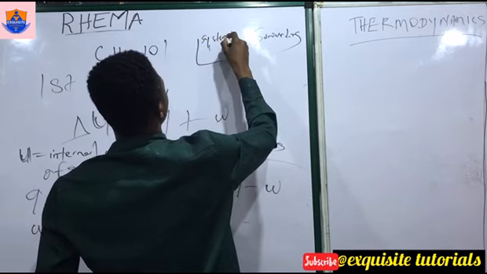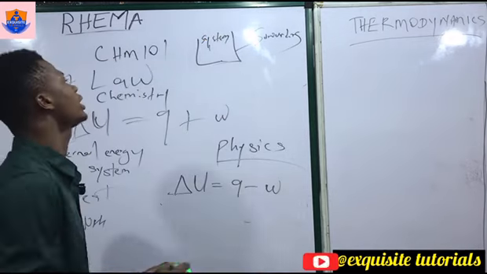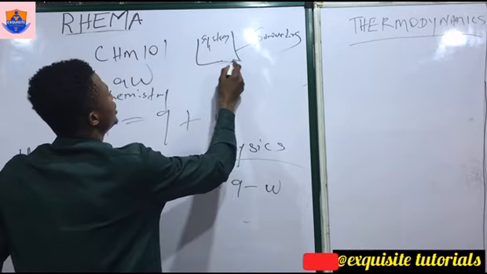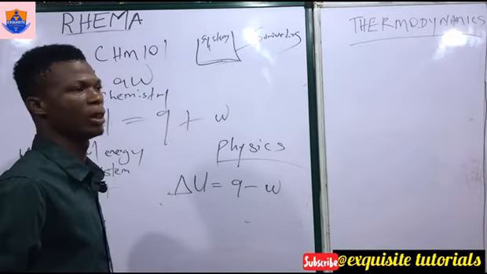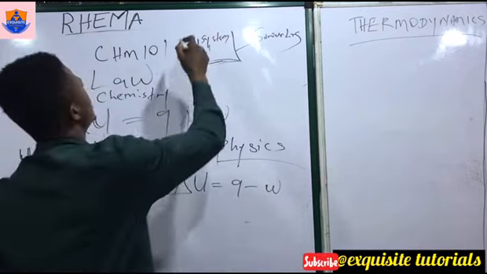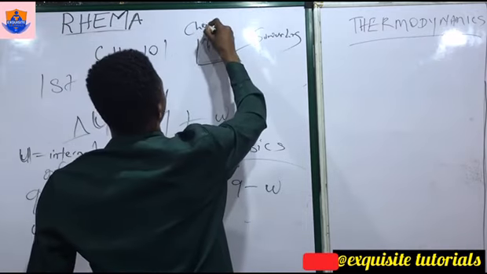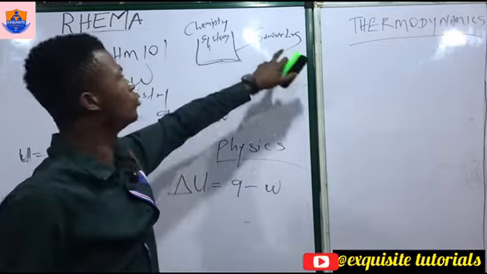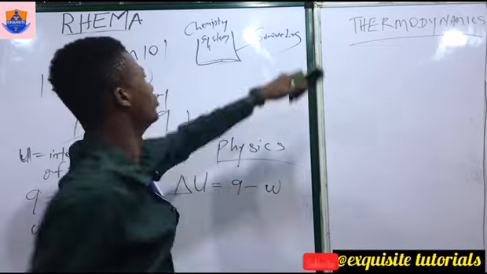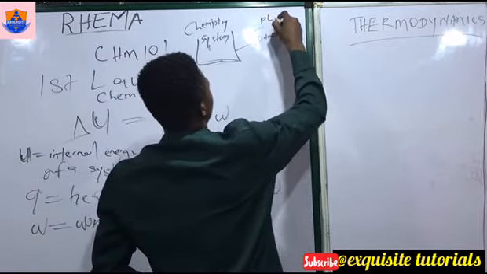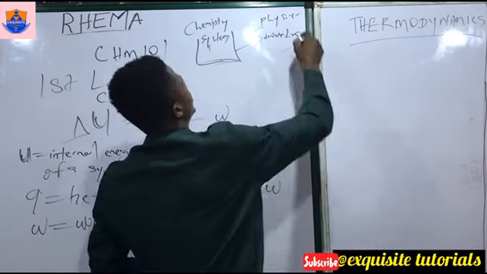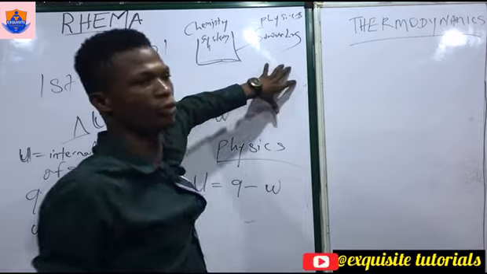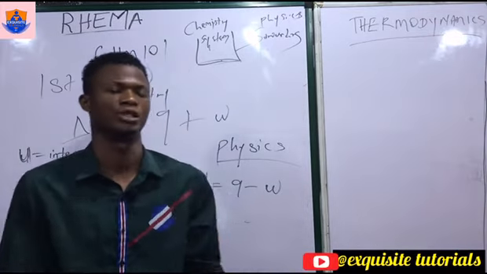System. Now, when you are studying chemistry, your point of view is the internal energy of the system. But when you are studying physics, your point of view is the internal energy of the surrounding. Now, when we are talking about point of view, it is the point we are calculating the heat from.